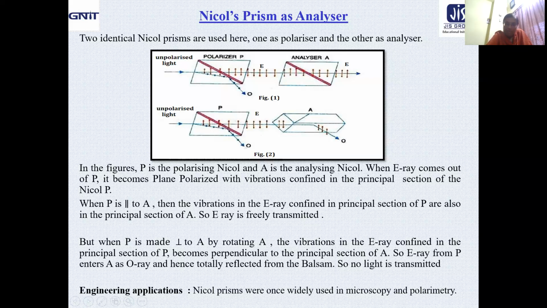Now coming to the engineering applications part, Nicol prisms were once widely used in microscopy and polarimetry. But right now, the working of Nicol has been replaced by some other type of recent-day Polaroids, though the basic idea remains the same, but structure wise something different is happening. So the basic area of working of Nicol was microscopy and polarimetry.